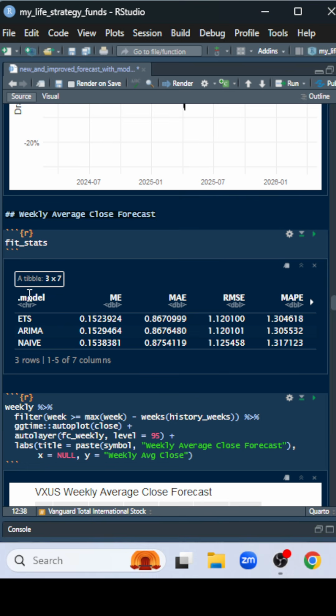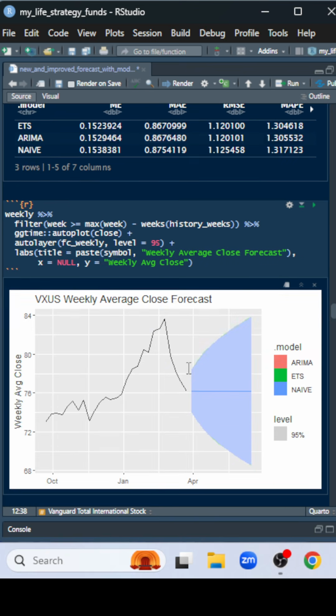Now, here's what's kind of interesting. ETS, ARIMA. Look at this. It's almost a dead heat between the three. ETS is 153.23, ARIMA is 152.9, and NAIVE is 153. So almost, as you can see, this is almost a dead heat. The cones are almost identical, and the lines are just overwriting each other.